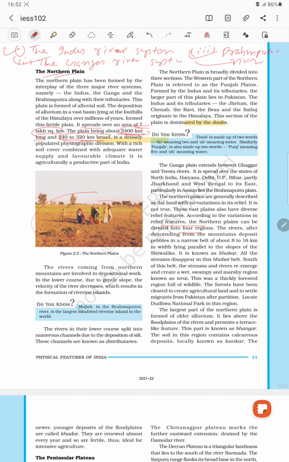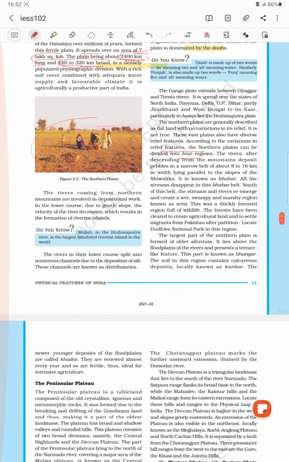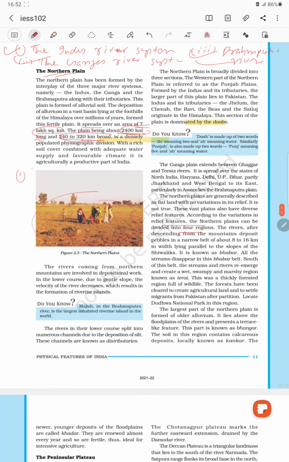The northern plain is also divided into three parts. One is the Indus Plain. On the basis of the river, formed on the name of the river, it is divided into three parts. The second one is the Ganga Plain, and the third one is the Brahmaputra Plain. Clear?